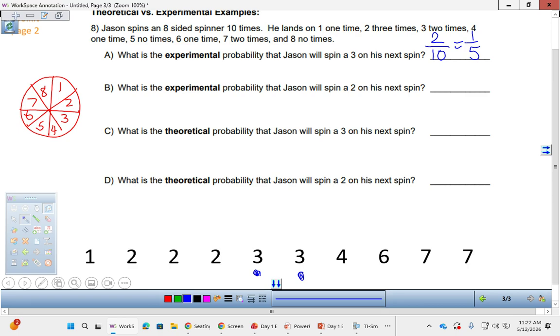What's the experimental probability of spinning a 2 on the next spin? Experimental, I want to use his data. Experiment is Jason's data. How many 2s are up here? 1, 2, 3. 3 out of 10.